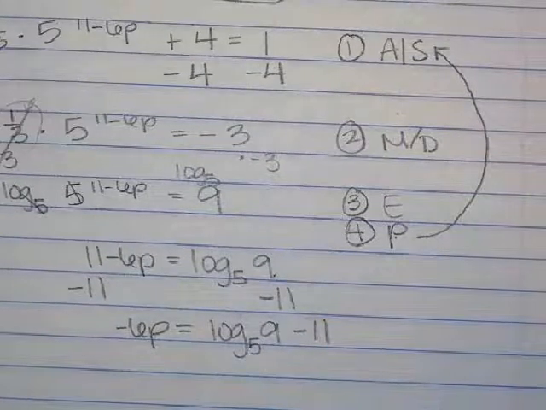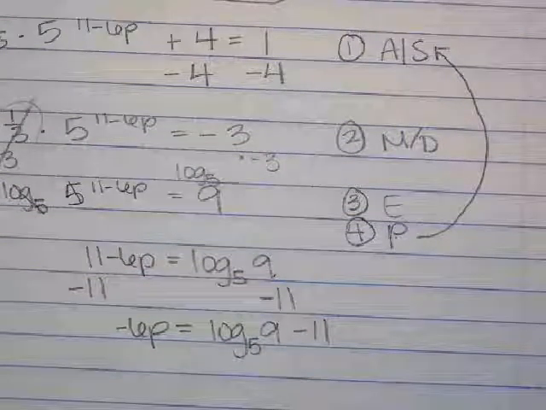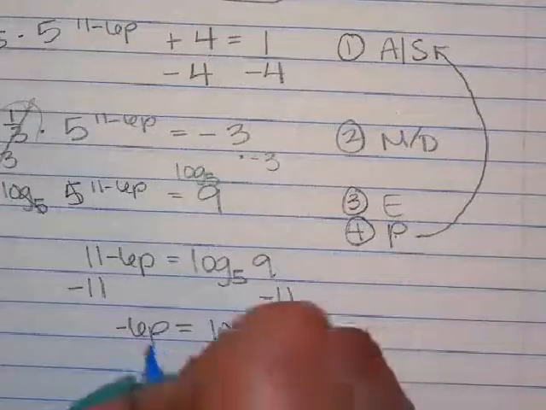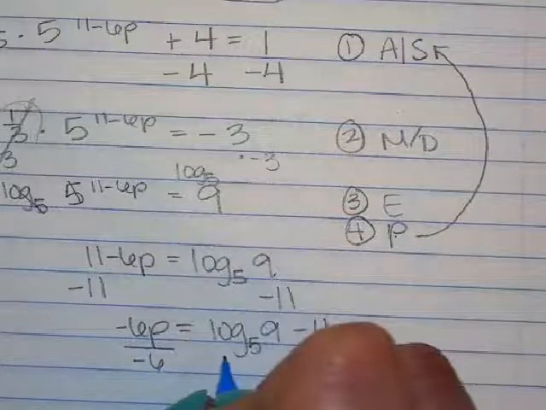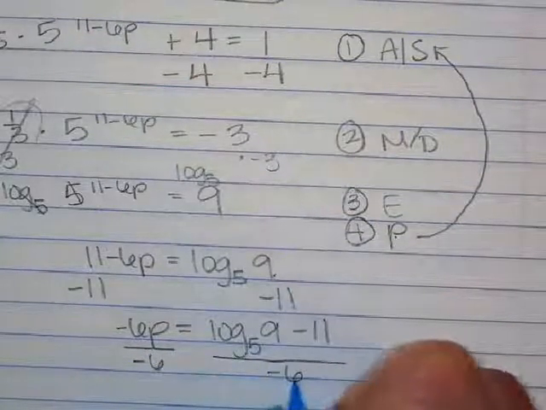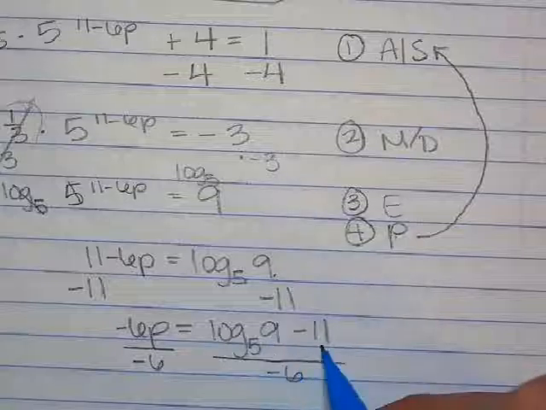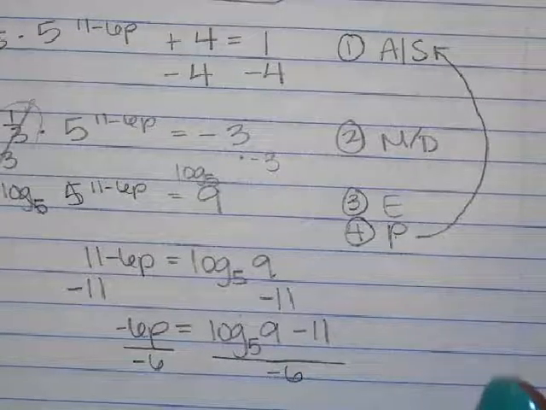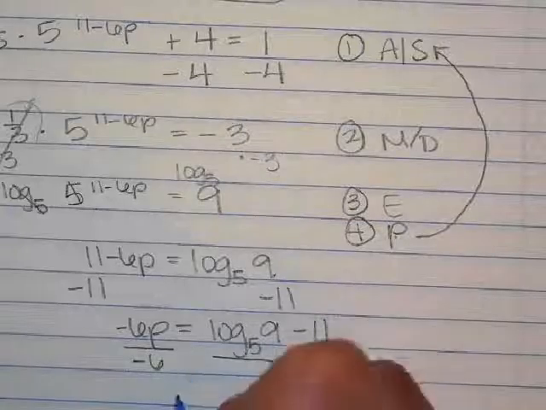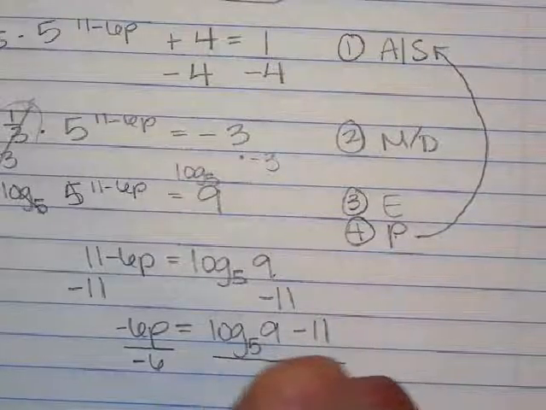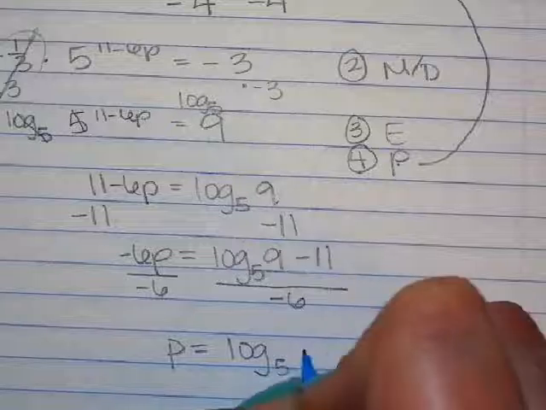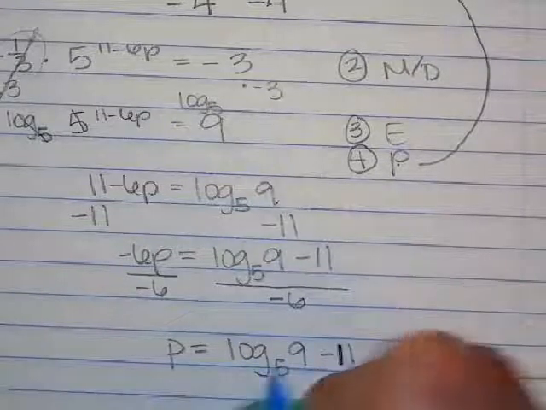Okay. All right, then what do we do? Divide by -6. Okay. Now, can the -6 simplify with the 9 or simplify with the -11? No, it cannot. That stuff is locked in. Okay. So our exact answer is going to be log base 5 of 9 minus 11 over -6.